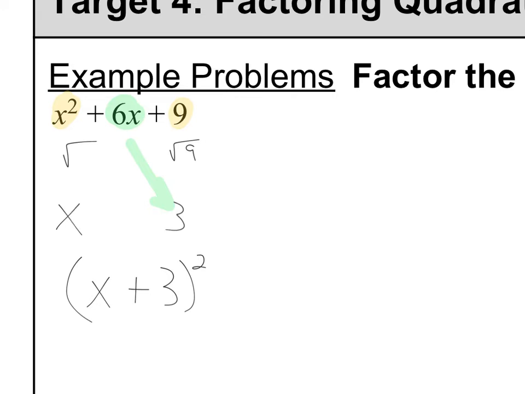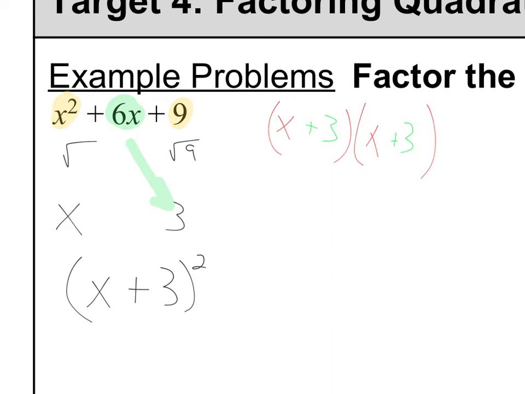Now, if we didn't know that special pattern, and we were just factoring it normally, we'd figure out, okay, I know it starts off with an x and an x. Now I need two numbers that would multiply to be a 9, but add up to be a 6. Well, the only opportunity to do that would be 3 and 3. So we can still get that result by factoring it the quote-unquote long way, but now we have a few shortcuts in our arsenal.